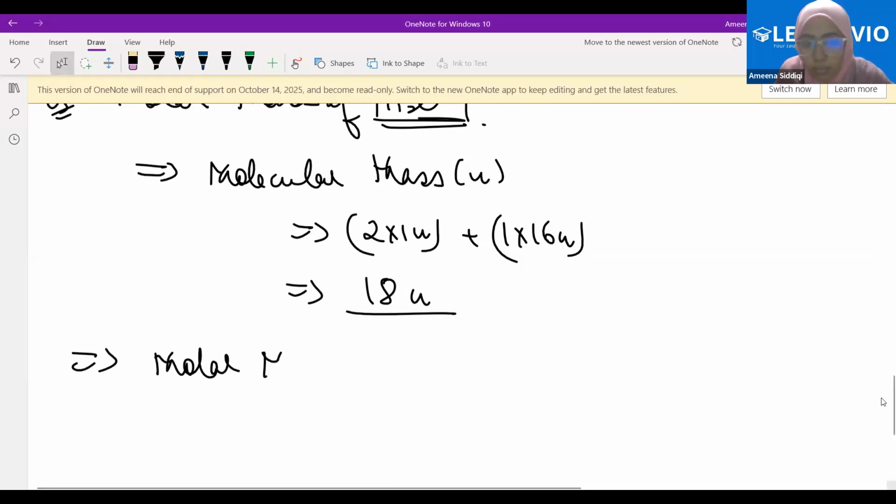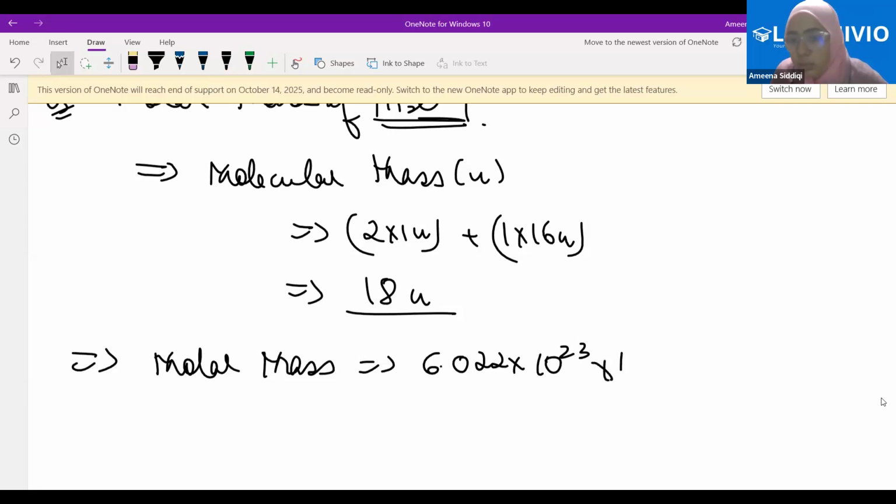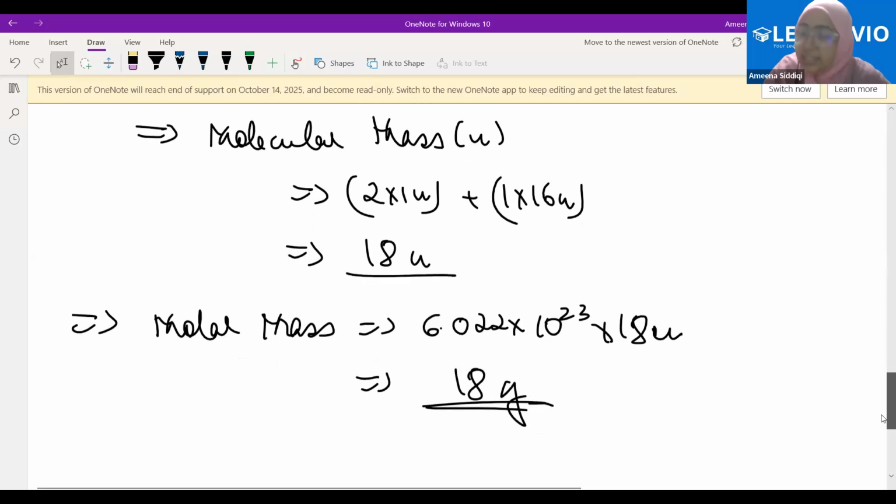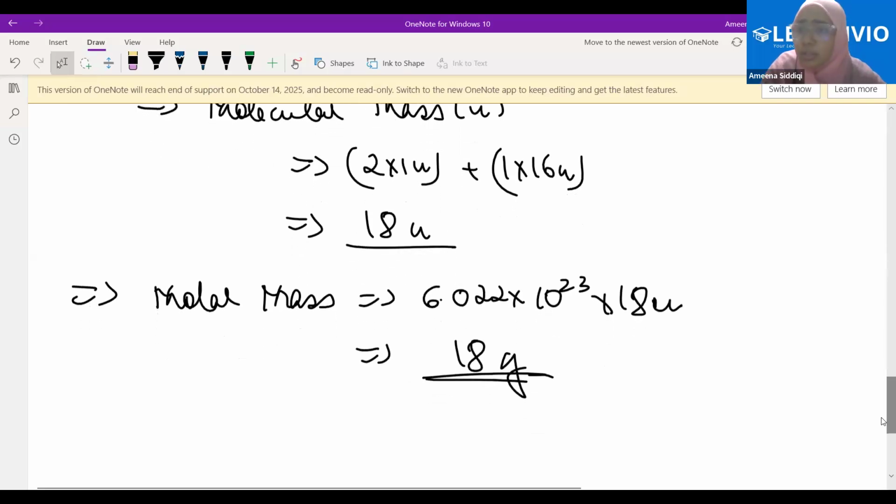Molar mass. If you want to understand it properly here, I will have to multiply the number of molecules into the mass of one molecule, right? And what is the value I will get? I will get 18 grams. Is it clear? Any problem here? And this 18 grams is what? It is the molar mass of water molecule, right?